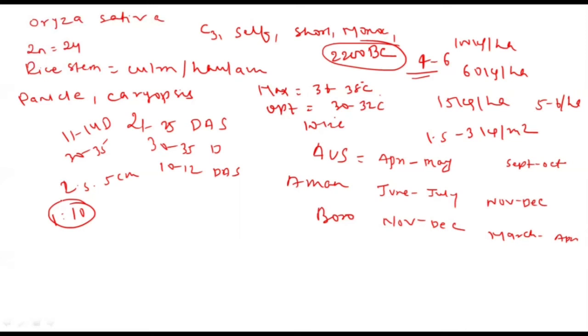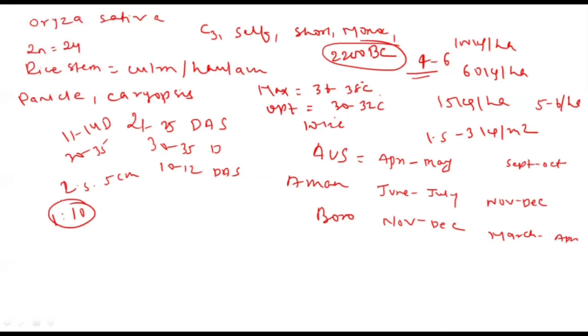Now, we talk about the Dapog method. This was introduced from the Philippines. In this, seedling becomes ready for transplanting in 12 days after sowing. Okay. In this, dapog means this seedling is raised, dense seedling is raised with no contact with the soil.